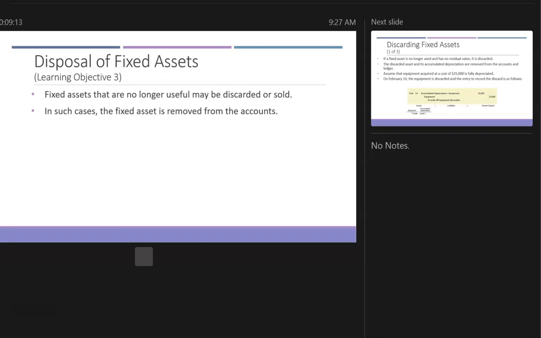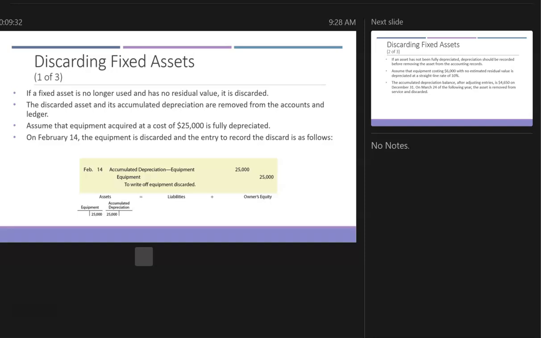Okay. Now, assets can be disposed of. There's 3 ways they can be disposed of. You can sell them, you can trade them in, or you can retire them. Fixed assets that are no longer useful are either discarded or sold. We need to remove them from the books. If a fixed asset is no longer used and has no residual value, it's discarded. The discarded asset, along with its accumulated depreciation, are removed from the accounts and the ledger.